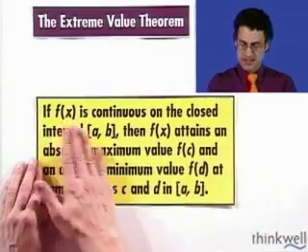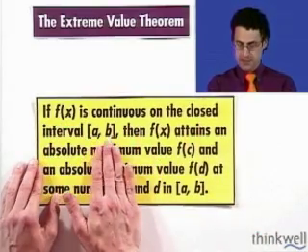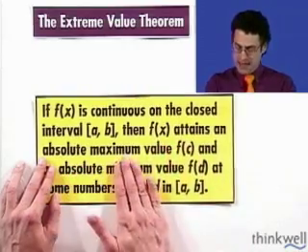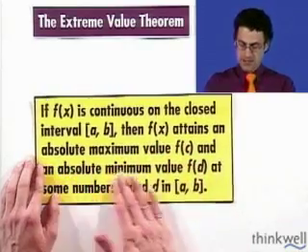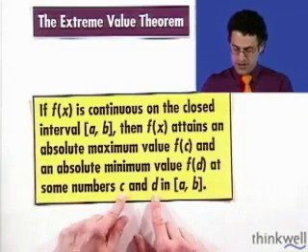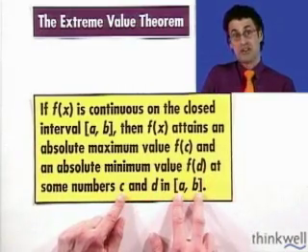This is called the extreme value theorem. And it's sort of cool because it's useful in actual applications. So here it is. Suppose that I have a function that's continuous on this closed interval from a to b. Then f of x will attain an absolute maximum at some point and an absolute minimum at some other point, for some values x equals c and x equals d inside of that region.